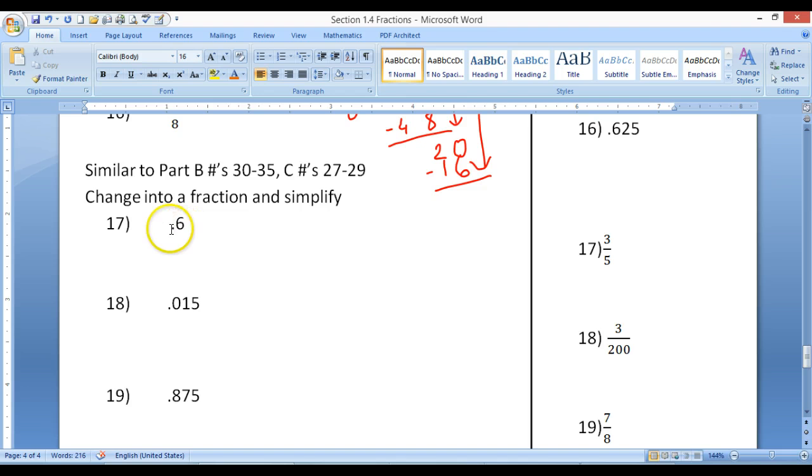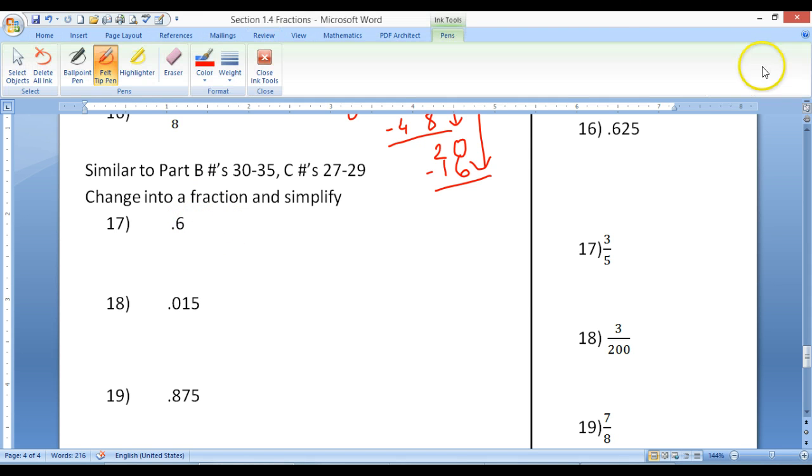Okay, so this one is one decimal place out. This is 6/10. So we get 6 over 10. Another way of remembering that is that I only have one decimal place here, that means I have a 1 and one 0. And then it's just a matter of simplifying.